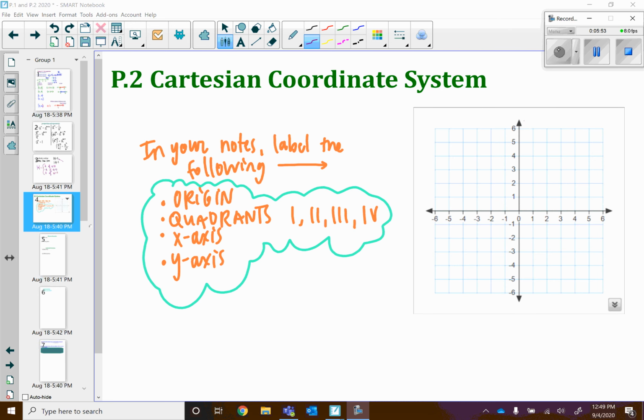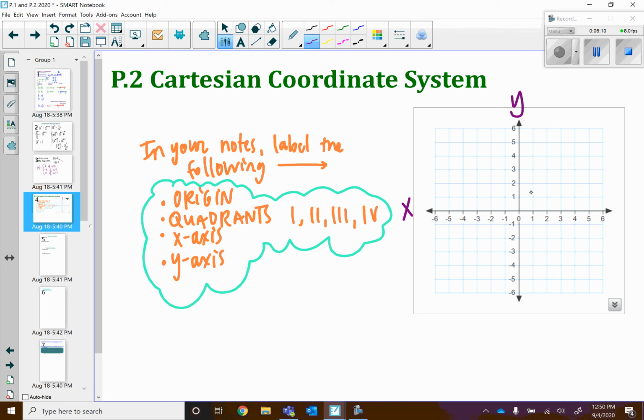So now we're looking at section 2, the Cartesian coordinate system. This first thing is really simple. We're looking at an XY coordinate plane, and they want us to label a couple things. We'll start with the x-axis, that's our horizontal axis, and the y-axis, that's our vertical axis.